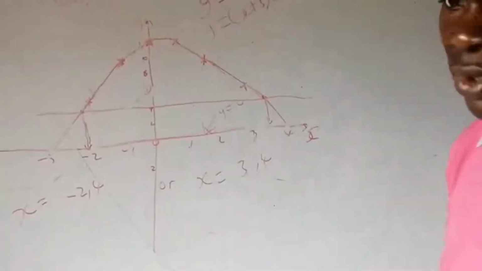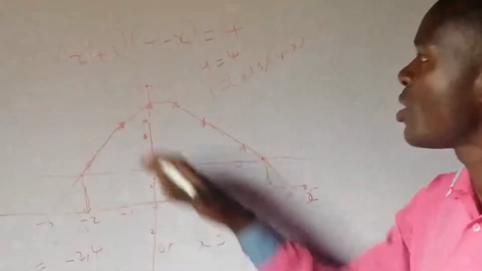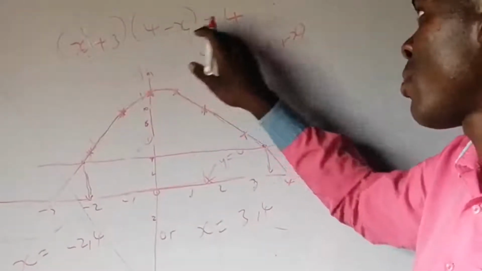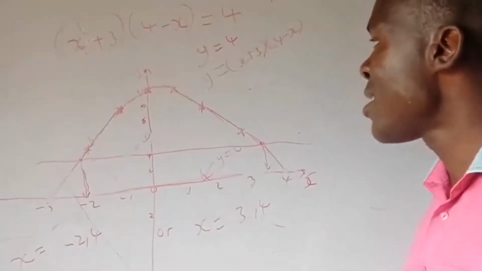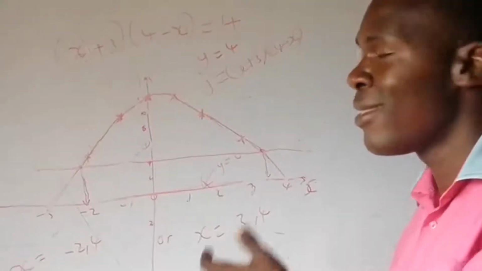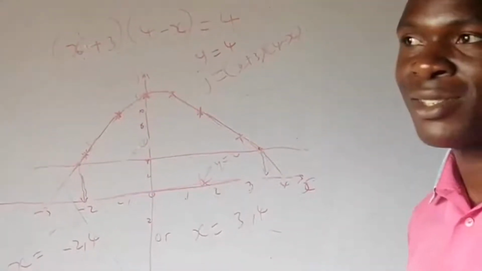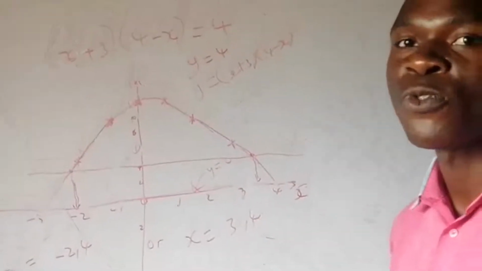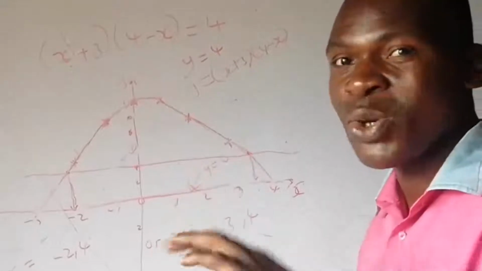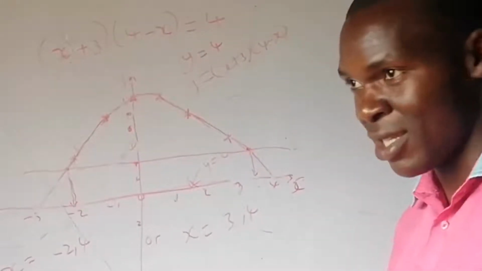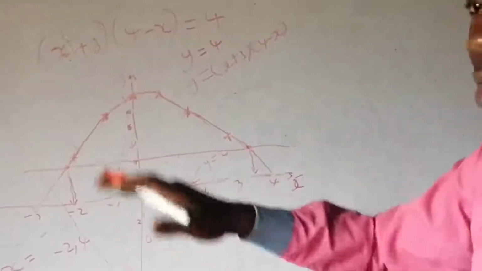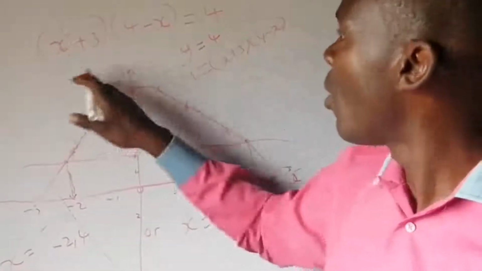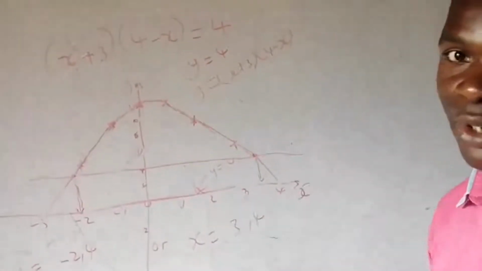So this is the solution of this equation, bracket of x plus 3 and bracket of 4 minus x, which is equal to 4. So this is how you attempt this question, which is related to the roots of the equation. Or if you are asked to solve this equation, don't ever try to solve it using that concept of saying either x plus 3 is equal to 4 or 4 minus x is equal to 4.